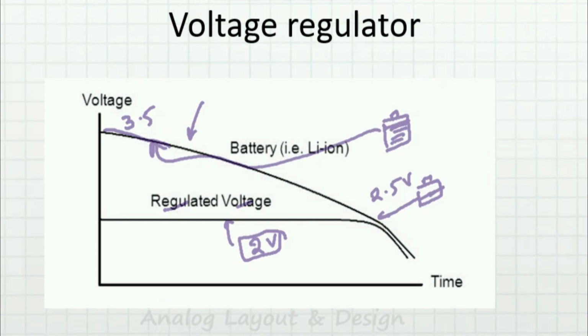What is BGR? Whatever the temperature variation, with respect to temperature it will always maintain, say, 1.2 volt. That is your BGR. That is the difference.